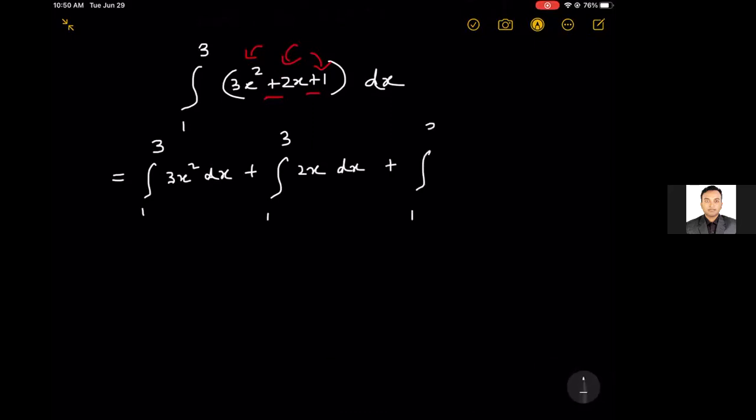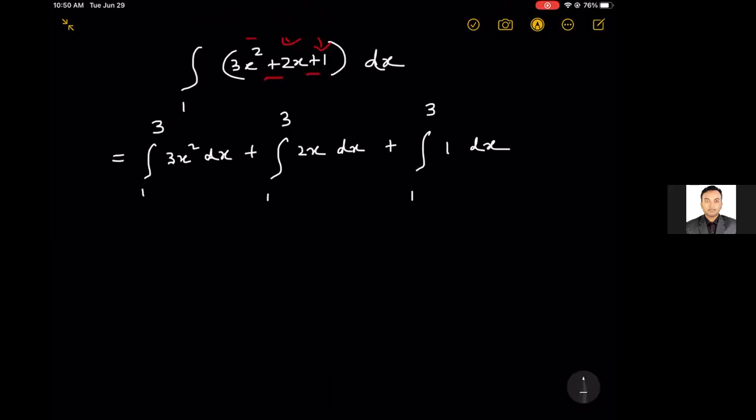And from 1 to 3, 1 dx. That's it. Now, let's do it one by one. Okay, what's the derivative of 3x squared? Or I would say, I think I should ask this way, how to find the antiderivative of 3x squared? Anyone?